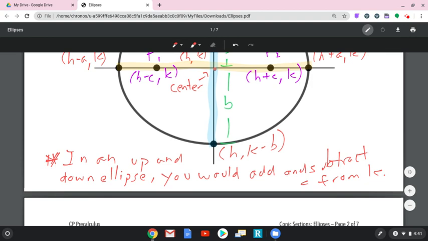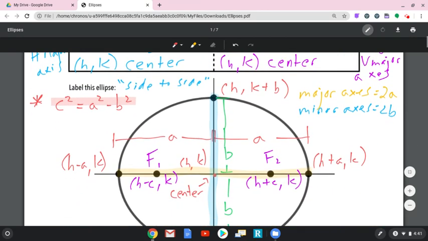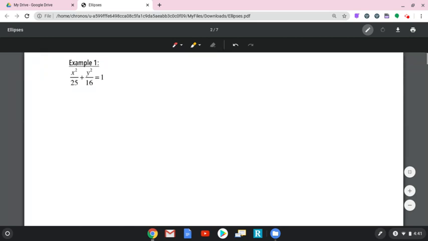From K. So make a note of that. You would add and subtract C from K. Okay, all right, guys. So here's the information that we're going to use when we try to graph and identify ellipses. So let's flip it over to example 1.